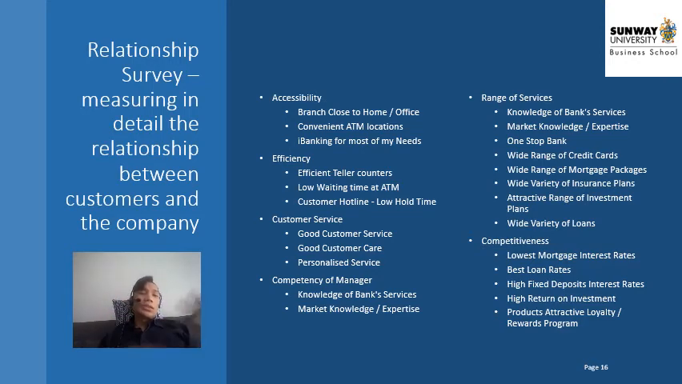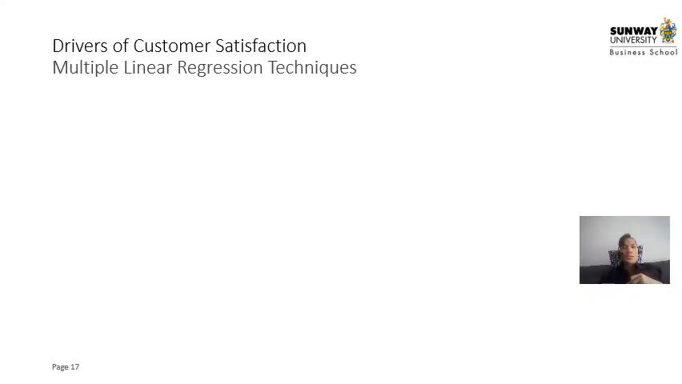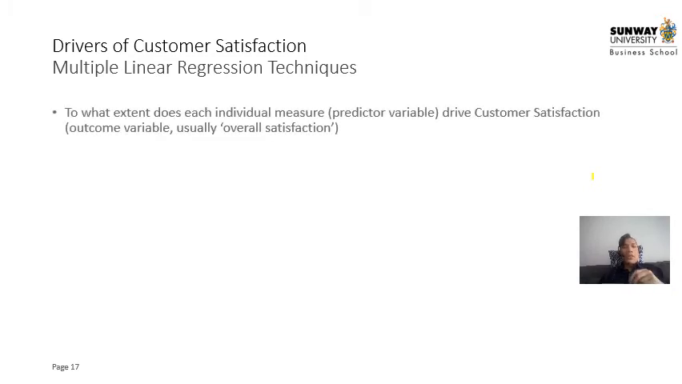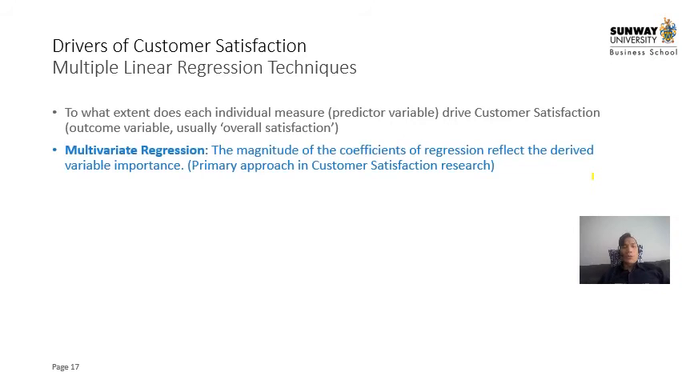So there are these two ways that you can look at customer satisfaction research. When you get all this information, to measure it in terms of marketing analytics, you can use multiple linear regression techniques. In multiple linear regression, you want to find out to what extent each individual measure predicts customer satisfaction as the outcome variable.